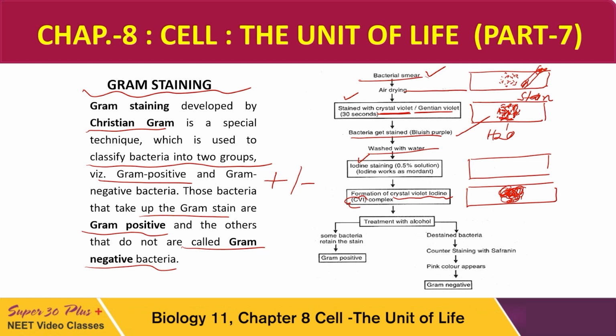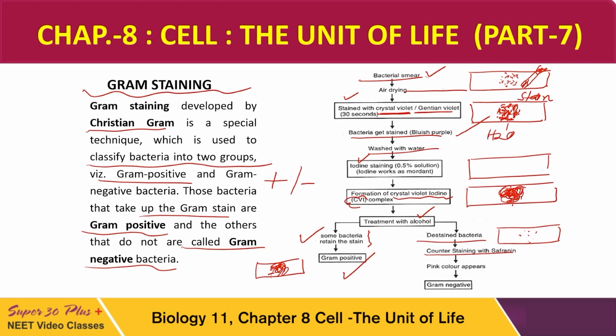Now the important step here is, after this, the slide will be treated with alcohol. When we have washed it with alcohol, we will get two groups. Some of the bacteria will remain even after washing with alcohol. They will retain the stain, the color will be retained. Some bacteria retain this crystal violet color, and these bacteria will be known as gram positive ones. While in the other case, the stain will be washed out, and they will become colorless.